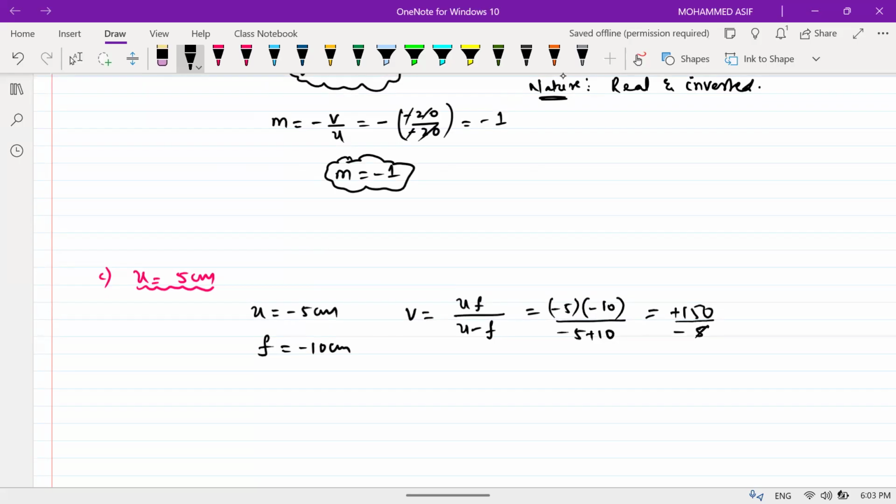-5 plus 10 is +5. So this will be equal to 50 divided by 5, 5 tens are 50. So V will be +10 centimeters.